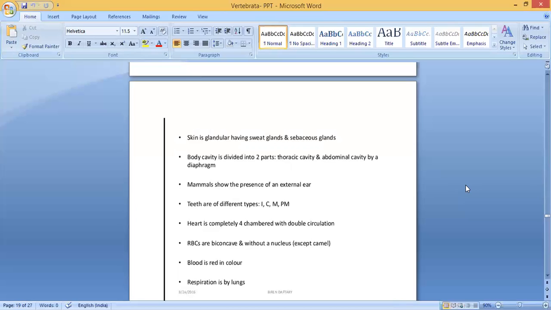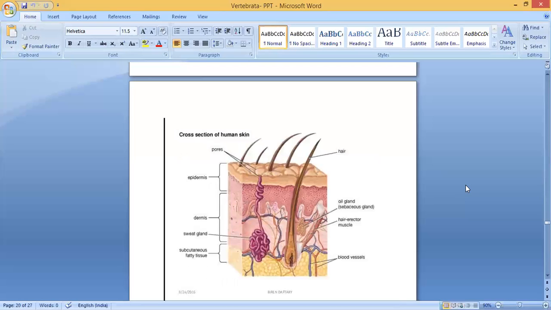RBCs are biconcave. Here RBC, red blood corpuscles, red blood cells, are biconcave and without a nucleus. Before we learned biconvex and nucleated, but here RBC is without nucleus and also biconcave, just opposite, except in camel. In camel, it is just opposite. Blood is red in color because of the presence of hemoglobin. RBC contains hemoglobin. Respiration is by lungs.